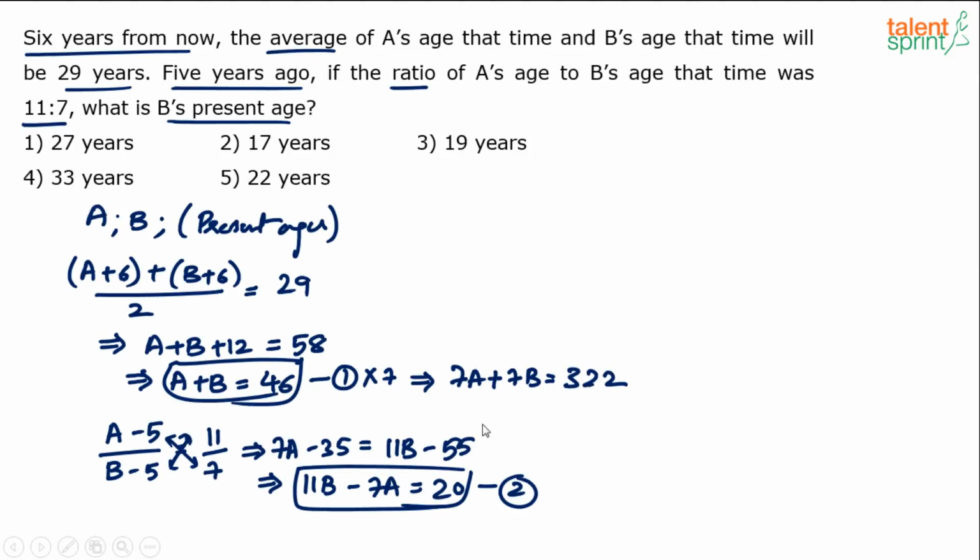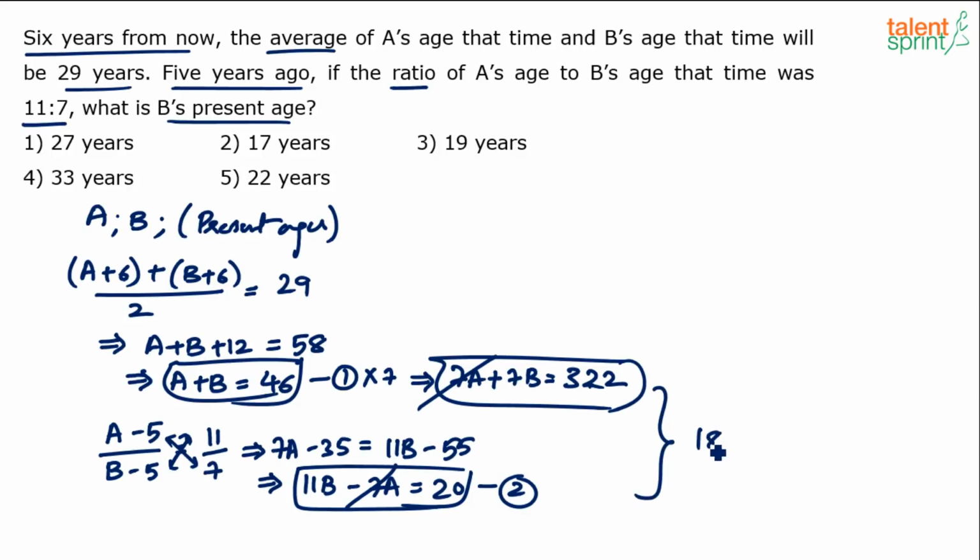Now solve for this. If I add these two equations, 7A and minus 7A get cancelled. 7B plus 11B is 18B. So we get 18B equals 322 plus 20, 342. What is B then? B comes out to be 19, because 360 minus 18 is 20 minus 1, 19. B comes out to be 19. So option 3, 19 is the answer.